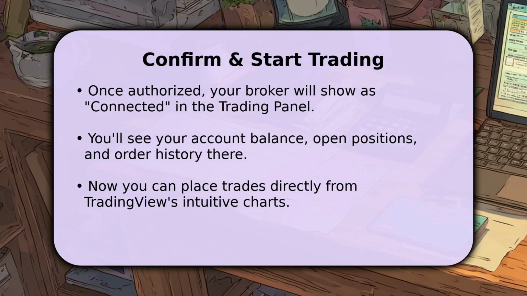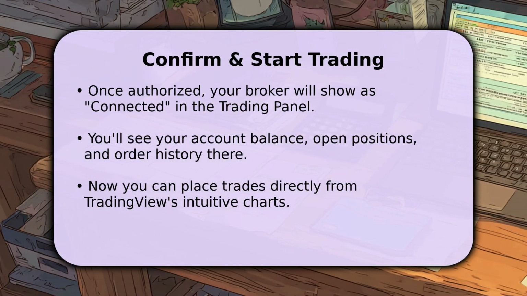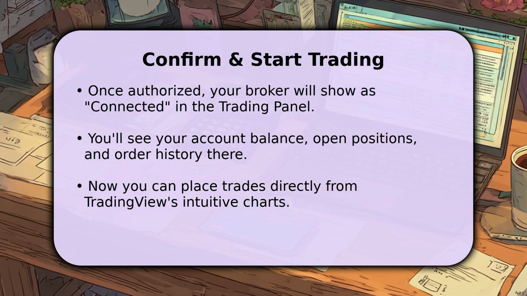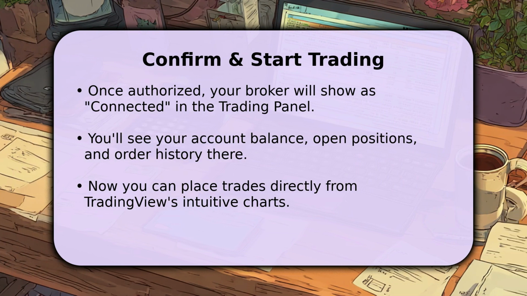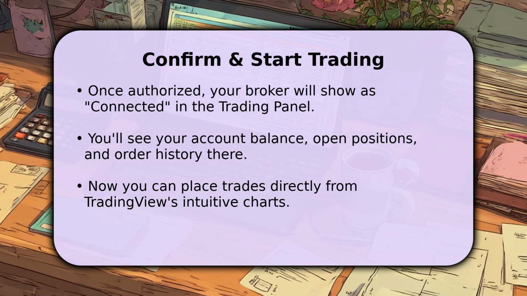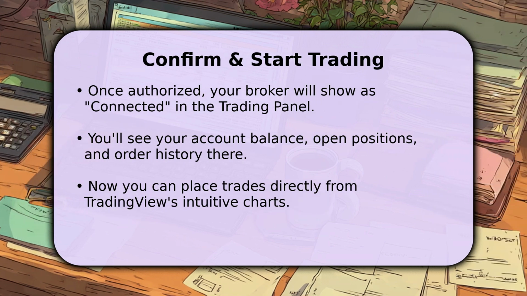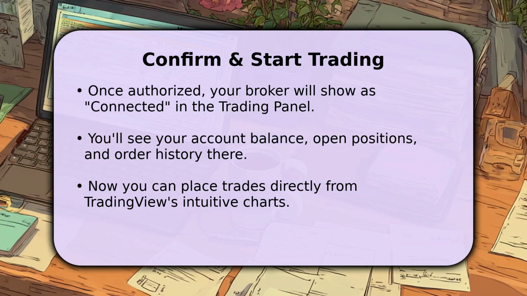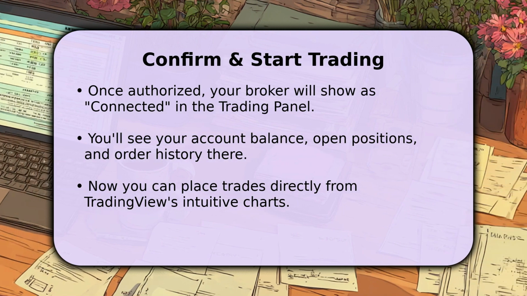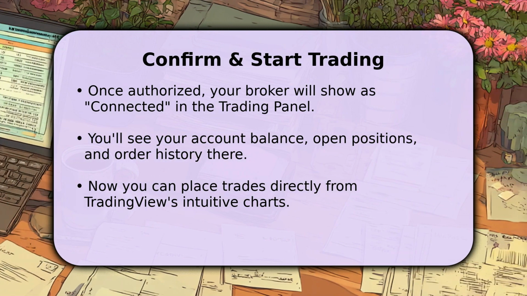After successful login and authorization, your Brokers tab within the Trading Panel will change to Connected. You'll immediately see your account details populate, including your balance and any open trades. Congratulations! You are now all set to execute orders directly from your TradingView charts, making your trading experience incredibly integrated and efficient.